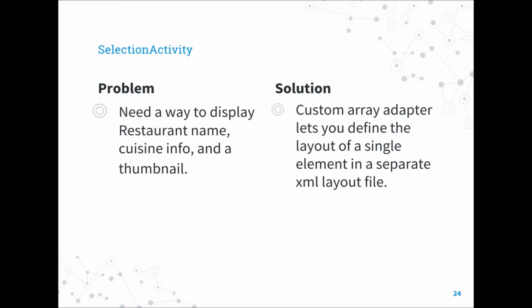First, for each restaurant, I needed to display the name, a description of the cuisine served there, and a thumbnail image. Additionally, each restaurant needed a checkbox to indicate if the user selects it for the wheel. A standard list view and array adapter are not enough to do this. Instead, you need a list view with a custom array adapter. This uses a separate XML layout file to define all the widgets that make up a single element of the list. This enabled me to include all the information I needed.